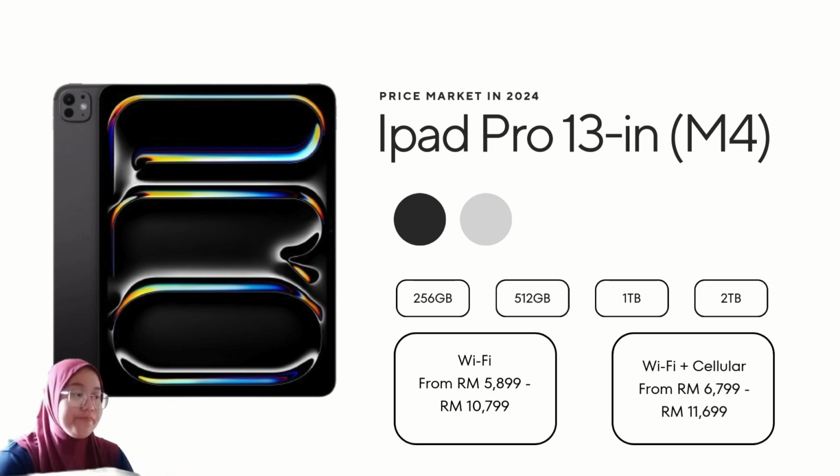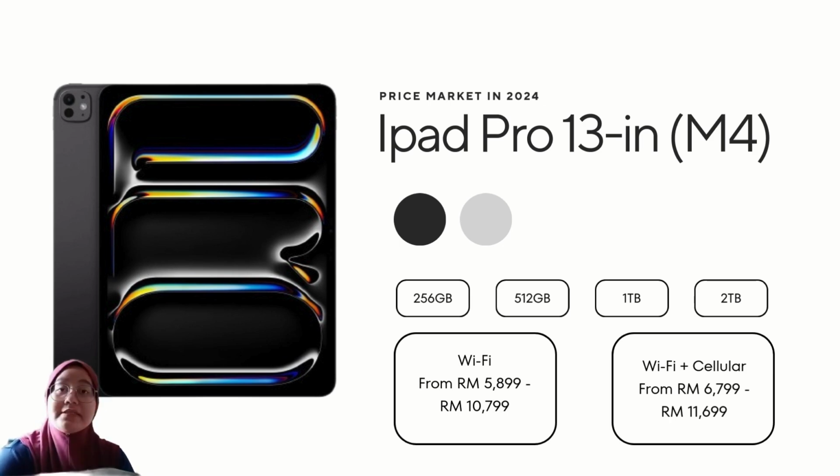It comes with two options. The first one is Wi-Fi or Wi-Fi plus cellular, and the second option is you can choose either the nano-texture glass or only standard glass. The nano-texture glass is only available for the 1 terabyte and 2 terabyte. Okay, so the price for the Wi-Fi, the cheapest you can buy is 5,899, and the highest is 10,799. The cheapest one is the 256 gig with standard glass, and the highest is 2 terabytes with the nano-texture glass.